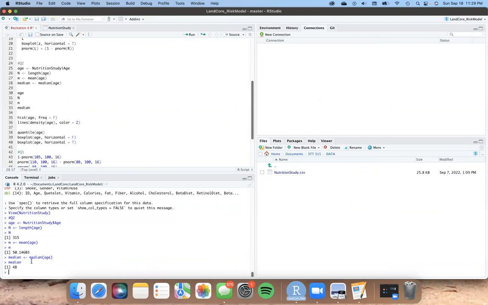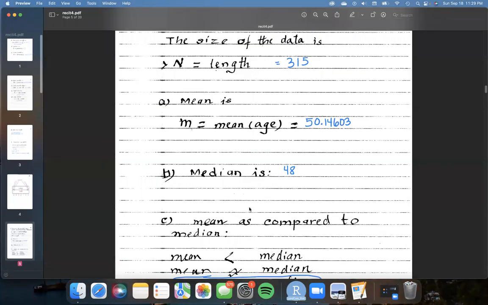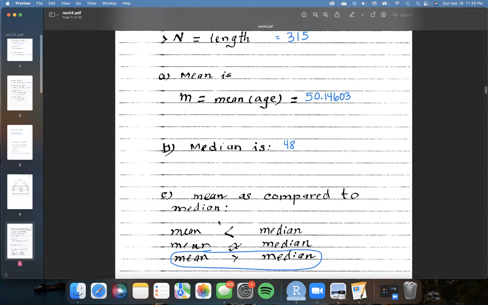Now we want to compare, part C, we want to compare our mean and our median. So if our mean is 50.146 and our median is 48, our mean is larger than our median.